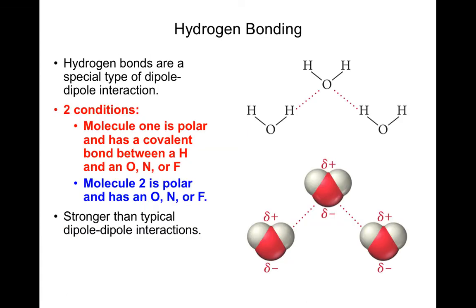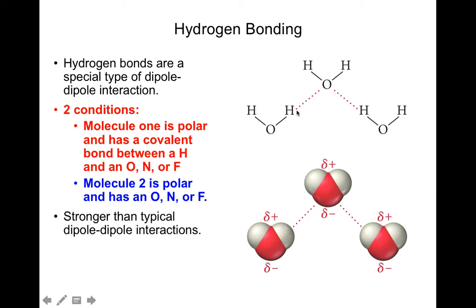Now, hydrogen bonding is another type of intermolecular force, and it's very similar to dipole-dipole interactions. Essentially, it's just an extra strong dipole-dipole interaction. So we know water is polar, it has a negative end and a positive end. And so the negative end of one molecule is attracted to the positive end of another molecule. But if I have a situation where one molecule is polar and it has a covalent bond between a hydrogen and an oxygen or a nitrogen or a fluorine, that dipole-dipole interaction is so strong that we upgrade it to a hydrogen bond.